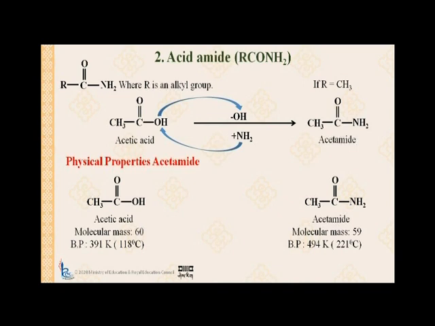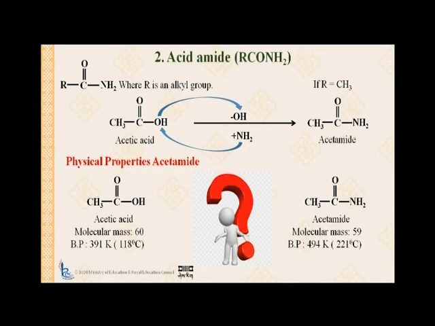What could be the reason? If you know the reason to the previous question, here it will be similar. Therefore I want you to explore further why the boiling point of acetamide is higher than acetic acid, although its molecular mass is less, because as I've said, higher the molecular mass, higher the boiling point, but here it's just happening in reverse. So I want you to explore further.